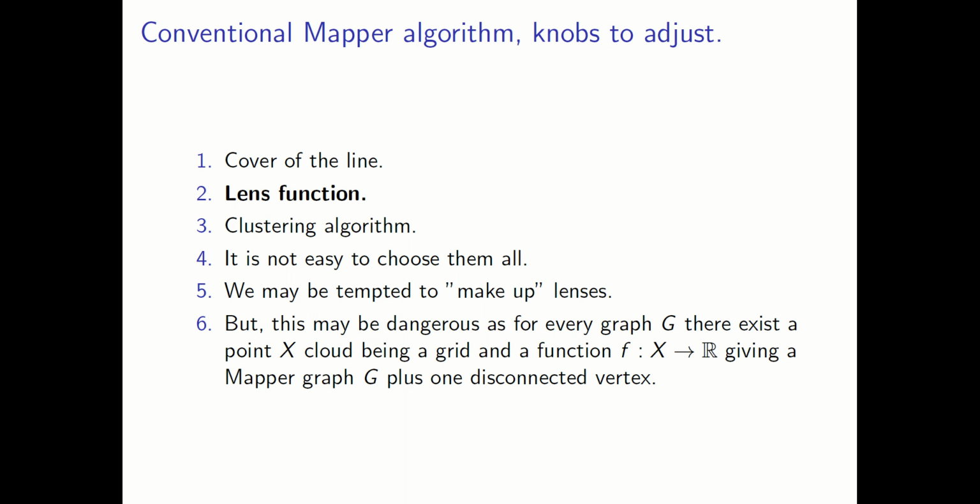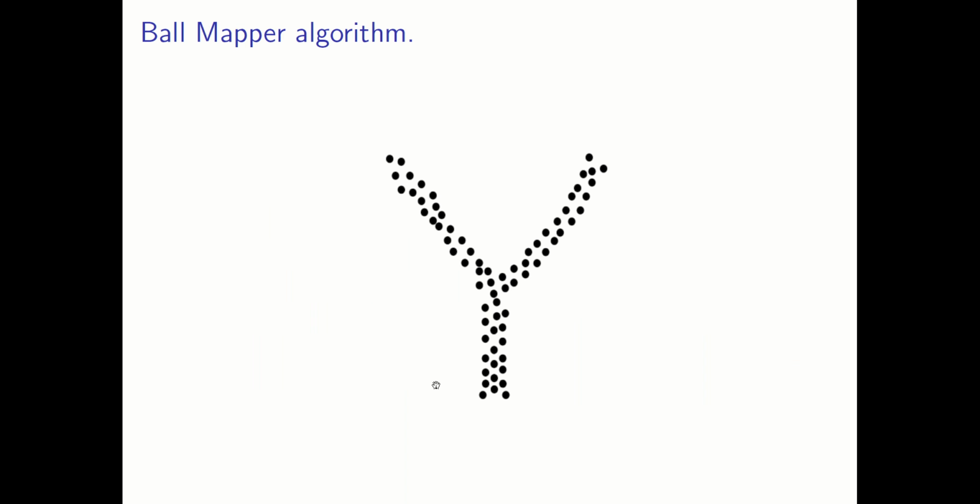The question is, what can we do if we don't know how to set up those parameters? Well, maybe sometimes it's better to start with an algorithm that doesn't have that many parameters. And my suggestion for this will be the ball mapper algorithm. Here is how it works. So let us start with a point cloud. Over here it has the shape of the letter Y. And the only parameter of the ball mapper algorithm is a positive constant epsilon.